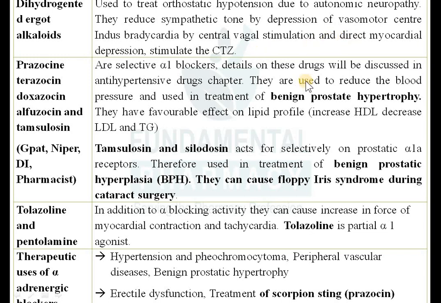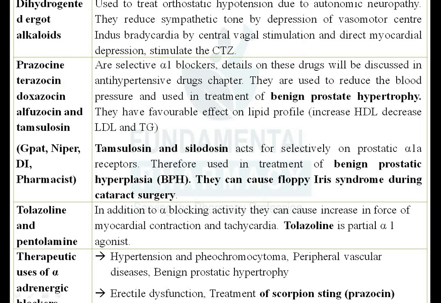neuropathy. What happens, in autonomic neuropathy the autonomic nerve gets affected, meaning the sympathetic nerve and parasympathetic nerve. Due to the effect on autonomic nerves there is an autonomic neuropathy, and because of that orthostatic hypotension develops, and in that condition ergot alkaloids, as they are alpha blockers, are used in orthostatic hypotension. They reduce the sympathetic tone.